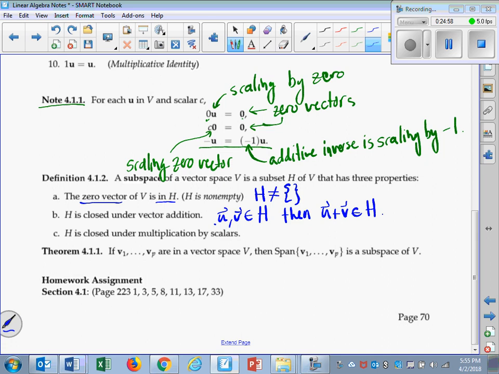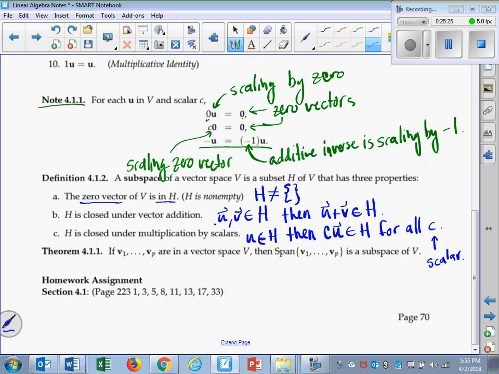The next one is part C. It says that H is closed under scalar multiplication. So what does that mean? If U happens to be in H, then if I scale U, C times U, it has to stay inside H for all scalars C. So C is a scalar.